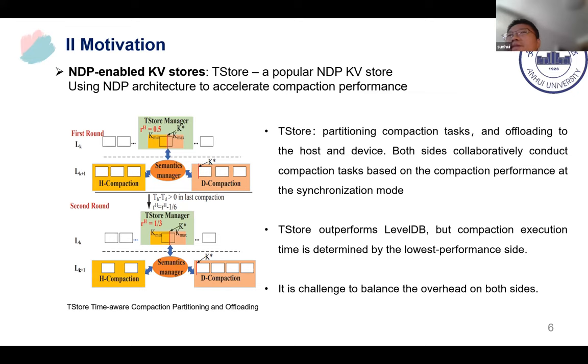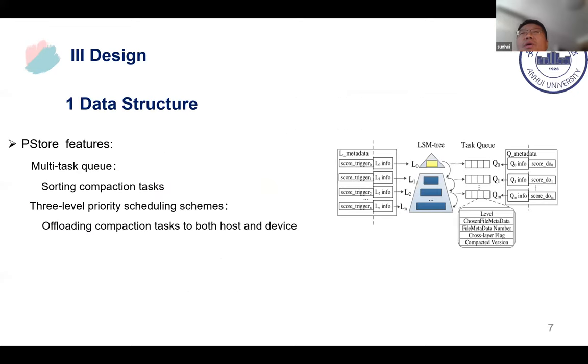Therefore, we designed a new NDP enabled TSTOM. We referred to it as TSTOM. Its features include a multi-task queue, which can store compaction tasks, and a three-level priority scheduling scheme. The three-level priority can offload compaction tasks to both host and device in the asynchronous model.